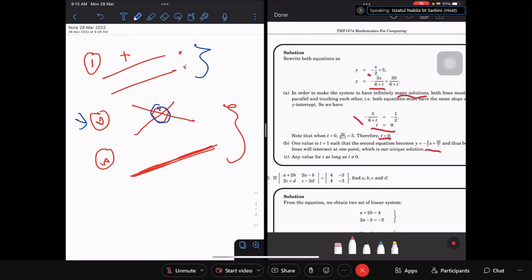Provided you check whether there is any possibility that you are going to have a no solution situation. In this case there is no no-solution case, so it's either many solutions or a unique solution for this system. So A is for many solutions. Other than t equals 0, it will give you a unique solution.